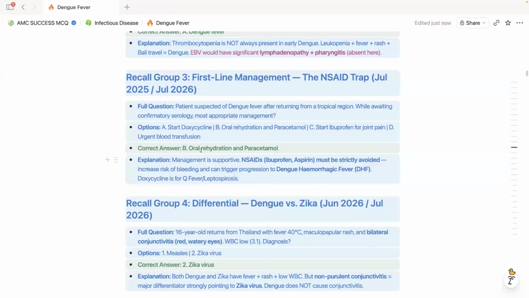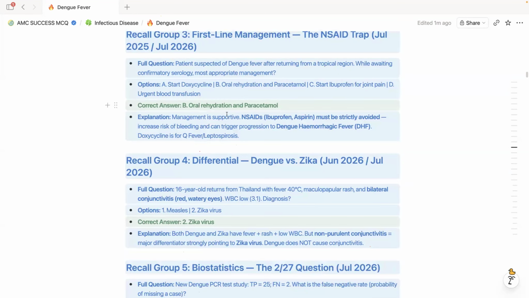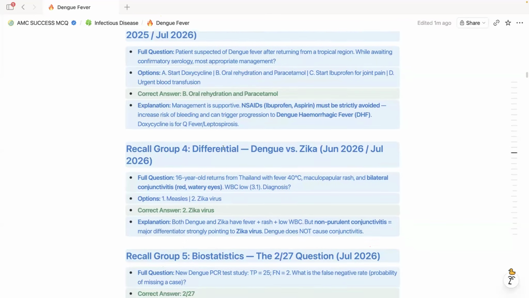So next question, guys. A patient suspected of dengue fever after returning from a tropical region, while awaiting to confirm serology, what is the most appropriate management? Start doxycycline, oral rehydration and paracetamol, start ibuprofen for joint pain, or urgent blood transfusion. So we conservatively manage the patient. Supportive care, oral rehydration and paracetamol is the best for the management of dengue. Instead, aspirin, these are all contraindicated.